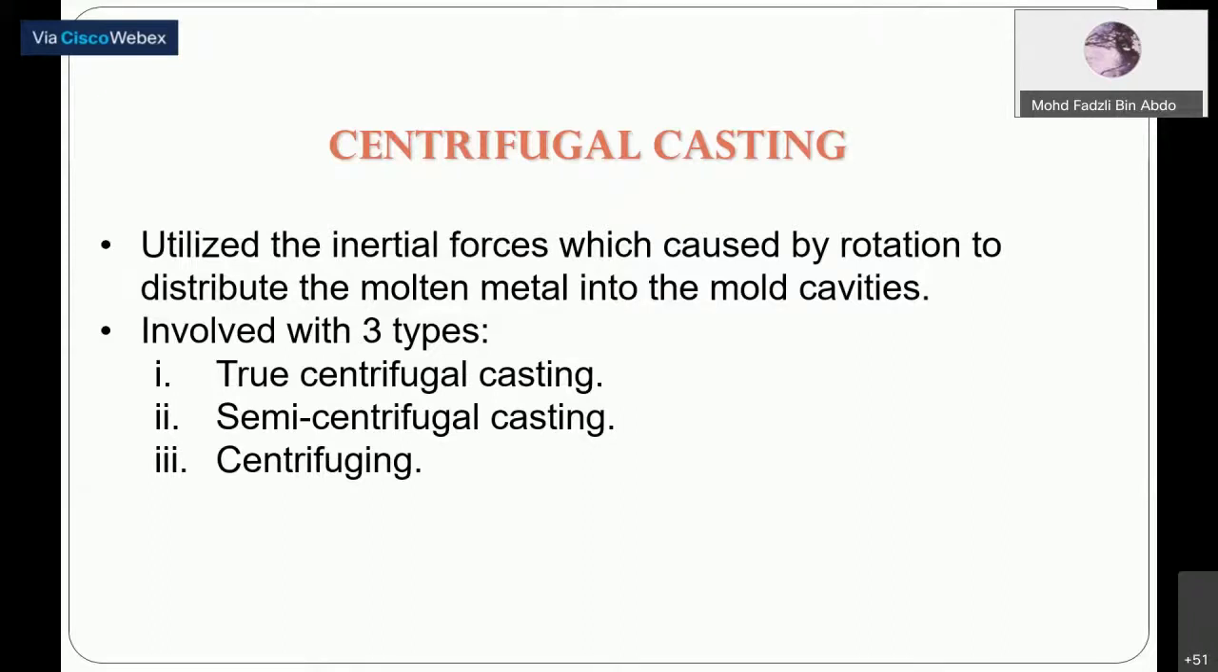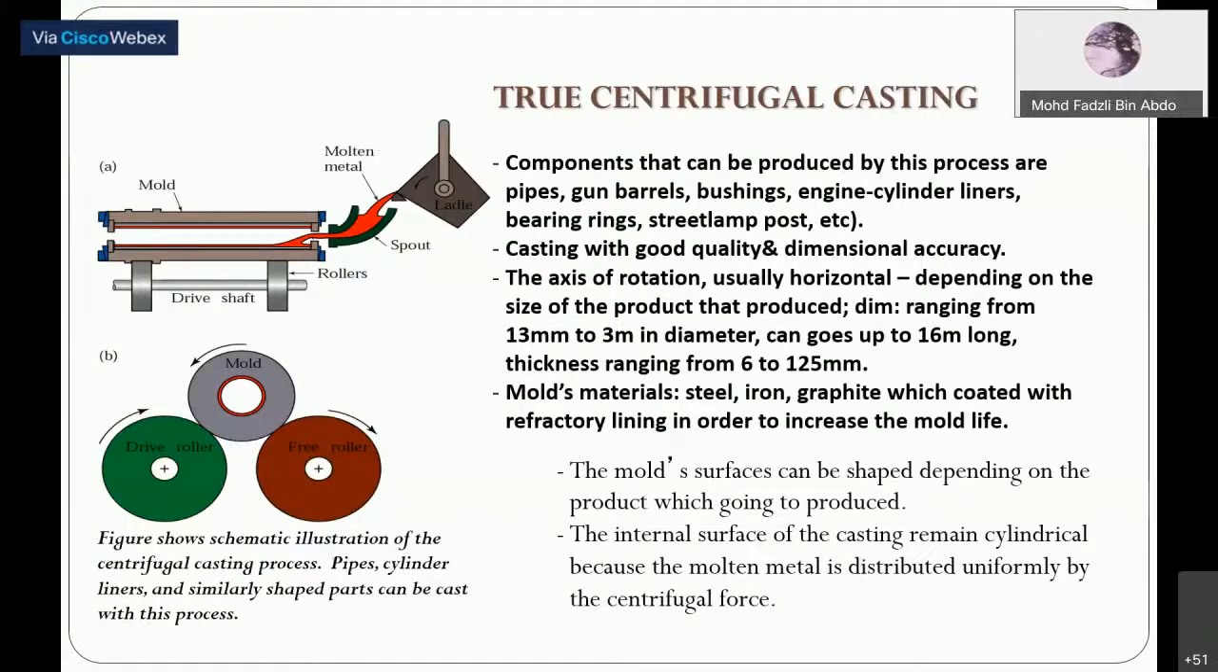Maksudnya for the centrifugal casting, nama pun centrifugal maksudnya sambil kita tuang tu dia akan ada rotation, dia berpusing. Okay. Untuk centrifugal casting, they are involved with 3 types: true centrifugal, semi-centrifugal dan juga centrifuging. Okay. This is the true centrifugal casting. Kalau awak tengok contoh dalam ni, dia tuang, this is the mold, sambil dia tuang ni dia akan rotate. This drive shaft and roller ni akan rotate that mold.